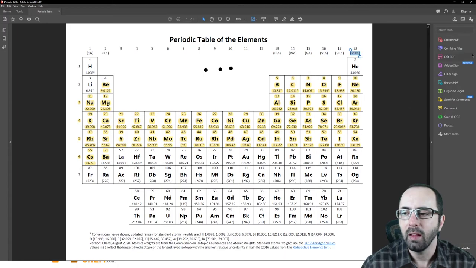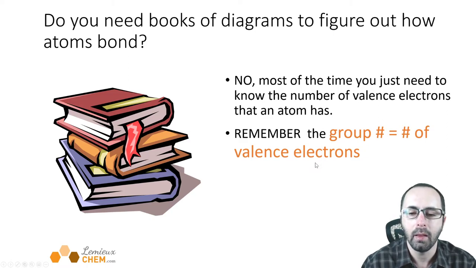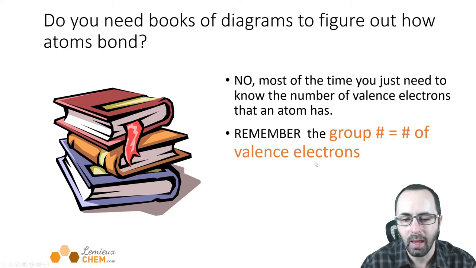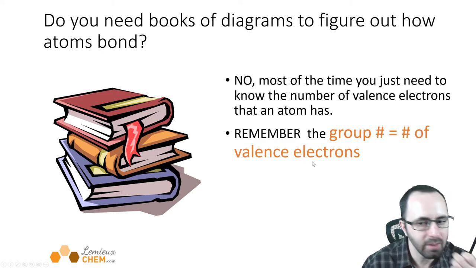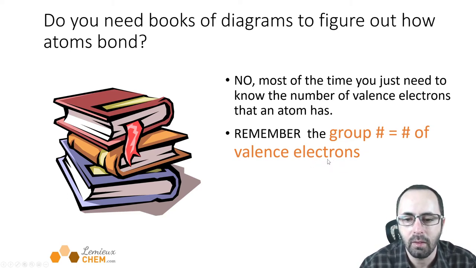And so that's going to be really important for the future, is knowing that the group number tells us the number of valence electrons. And that is why elements in the same column have similar chemical properties and behave very similarly. It's because the chemical properties are going to be decided based on the number of valence electrons.